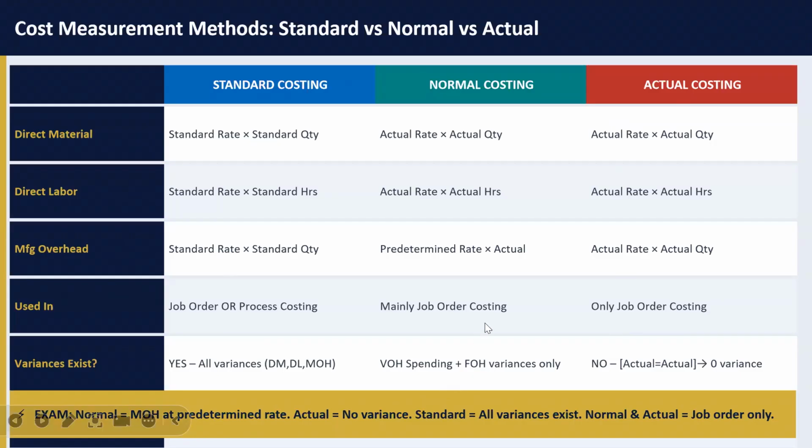efficiency variance, again, you can't calculate. Why? Decode it properly. For efficiency variance, what do you need? Standard hours minus actual hours, into standard rate. This is how you calculate. So in efficiency variance again, look at this, actual hours itself you're using. Here also standard hours you don't have. So efficiency variance also you will not get here. The only variances possible in normal costing are variable overhead spending and fixed overhead variances. Only these three are possible to be calculated in normal costing.